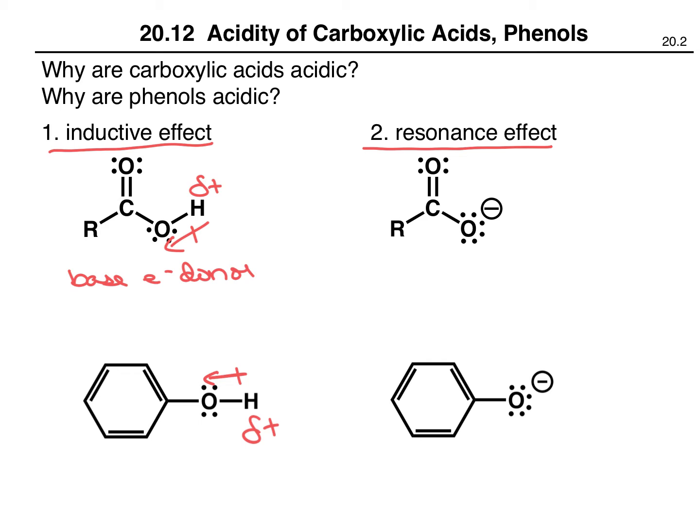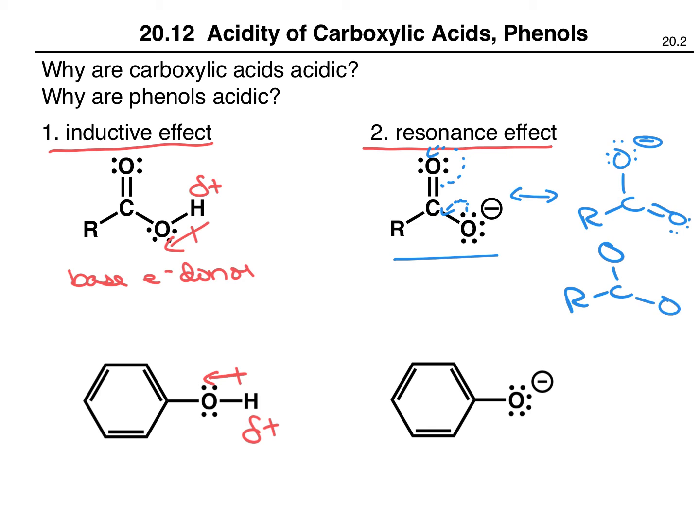When it comes to resonance effect, it's more appropriate to think about the conjugate base. And so drawn here is the conjugate base of a generic carboxylic acid, but we can draw another resonance structure. Imagine these electrons move here, and these electrons move here, and that gives us another resonance contributor that looks like this. So the resonance hybrid, what actually exists for this molecule, is something that looks like this, where we have partial negative charge on both oxygens.